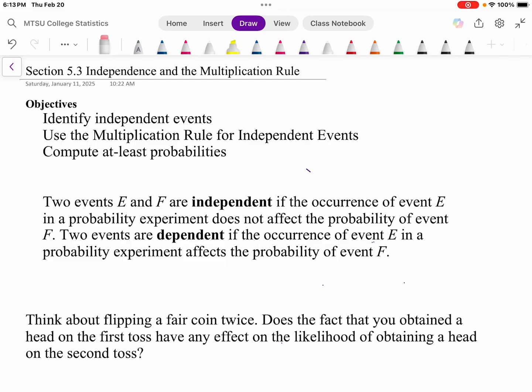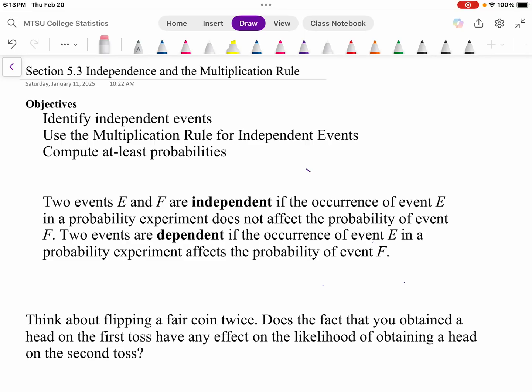Here's some basic definitions. Two events, E and F, are independent if the occurrence of one event in a probability experiment does not affect the probability of event F. Two events are dependent if the occurrence of one event in a probability experiment affects the probability of the other.